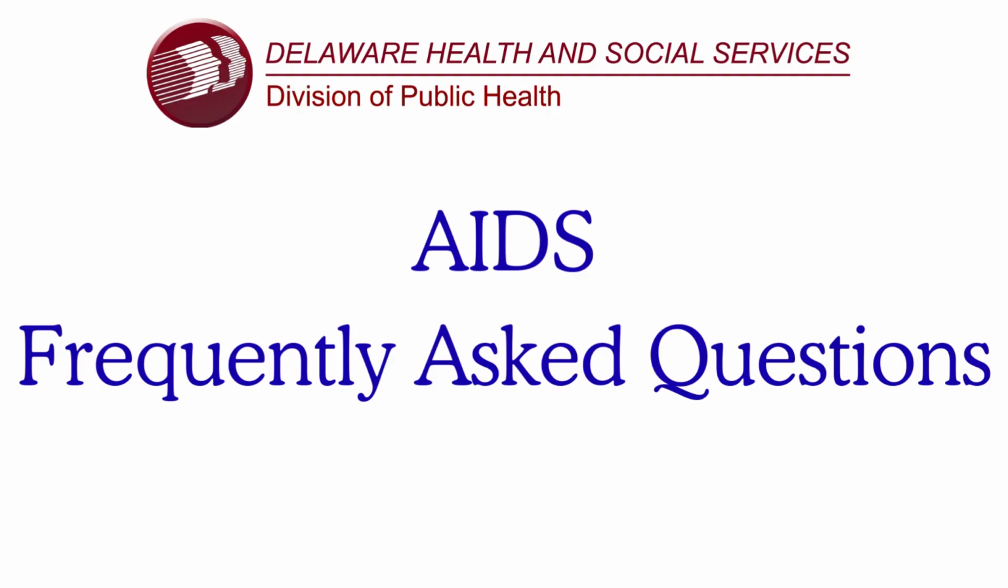What is acquired immunodeficiency syndrome, AIDS? AIDS stands for acquired immunodeficiency syndrome, an advanced stage of infection with the human immunodeficiency virus, HIV. People are said to have AIDS when they have certain signs or symptoms specified in guidelines formulated by the U.S. Centers for Disease Control and Prevention, CDC.